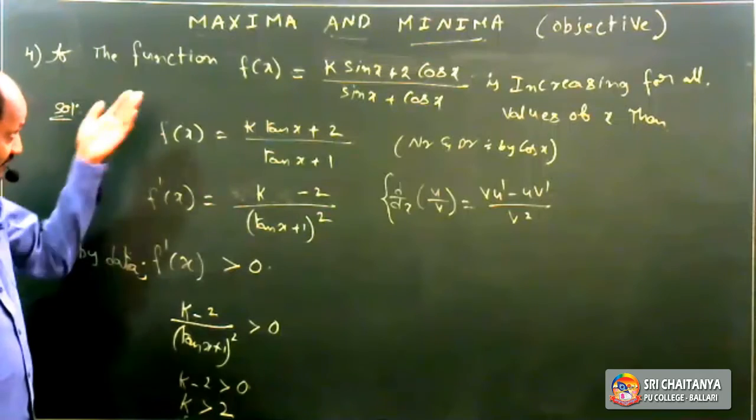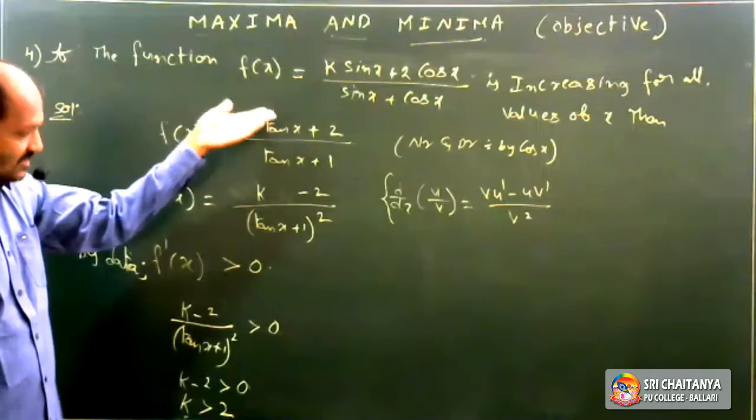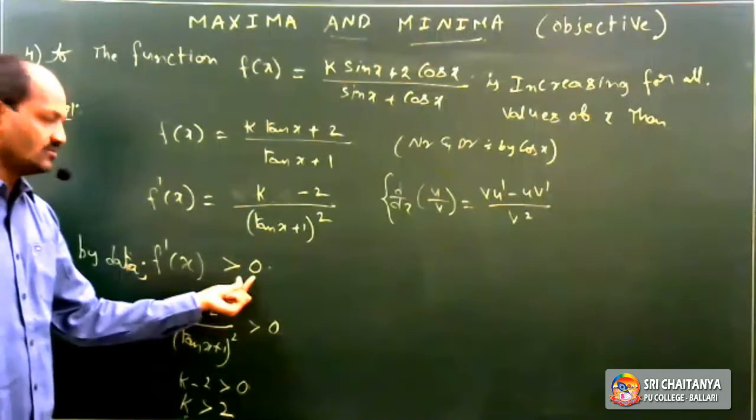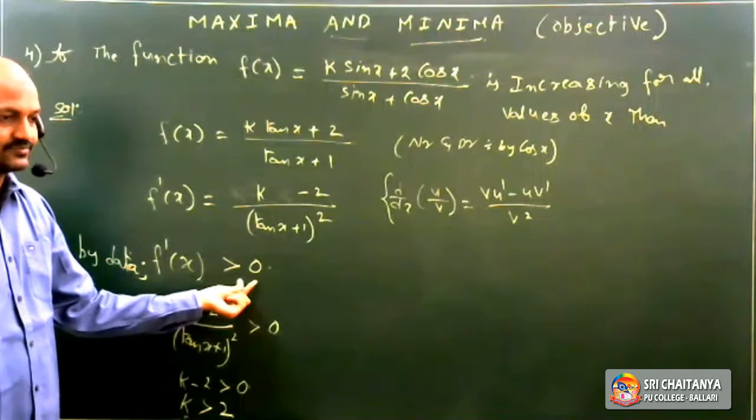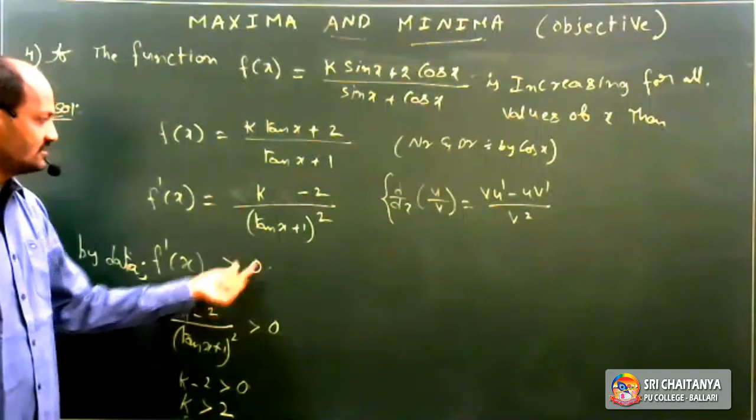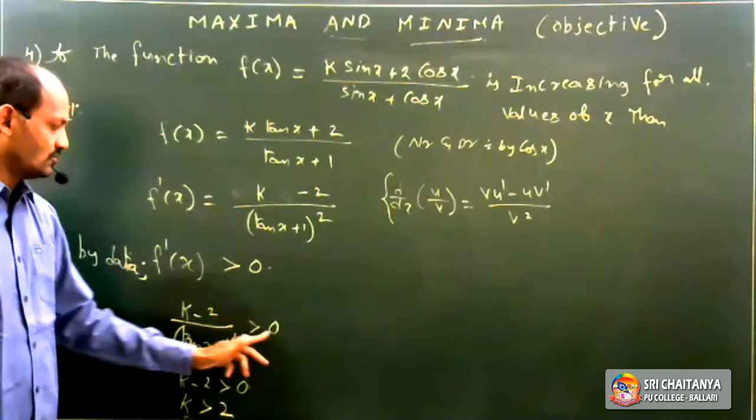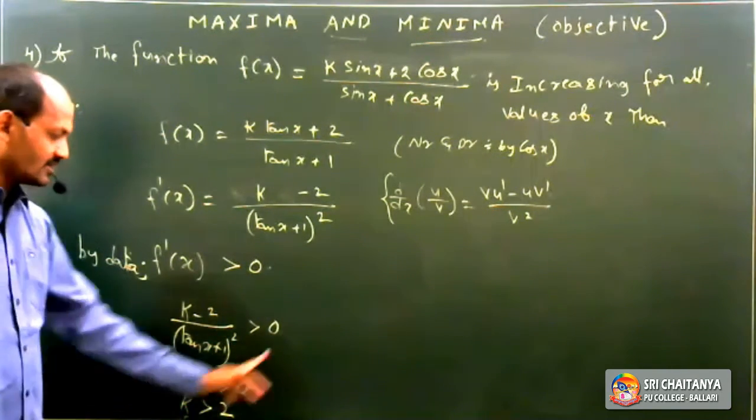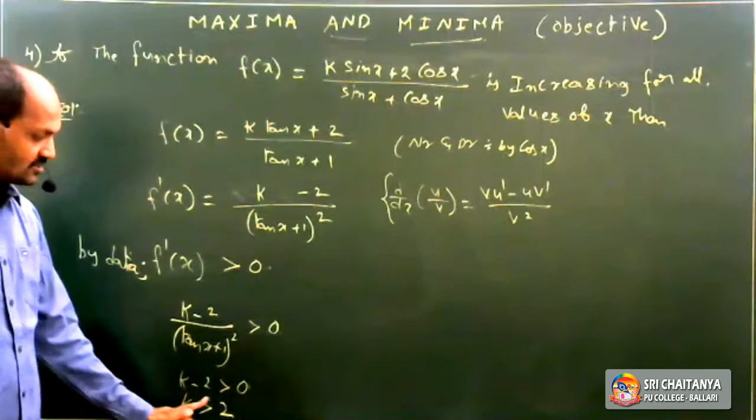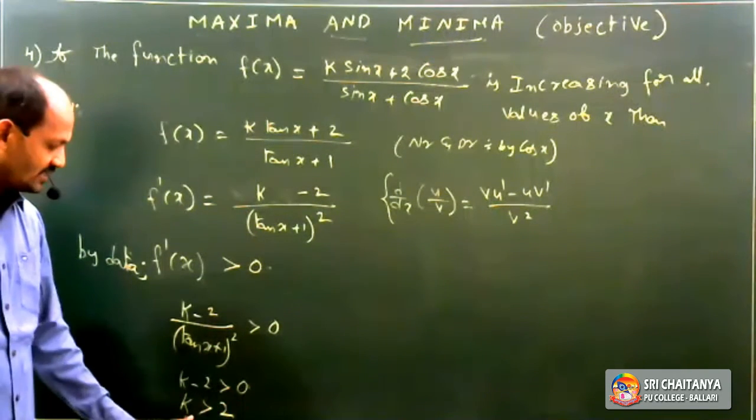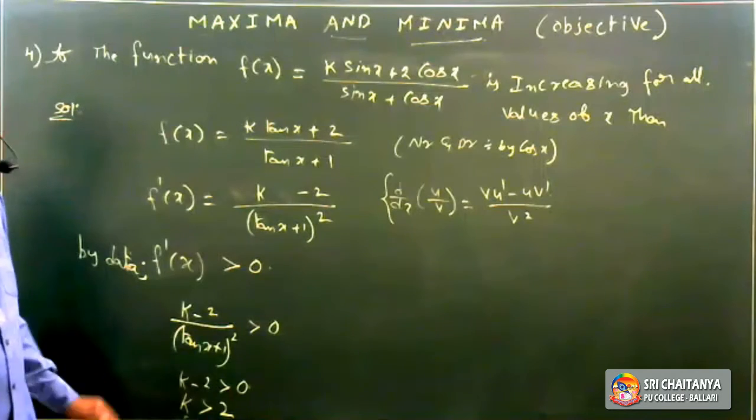By the data given, the first derivative is greater than 0. That means k minus 2 divided by tan x plus 1 whole square is greater than 0. By cross multiplication, k minus 2 is greater than 0, we get k is greater than 2. Right?